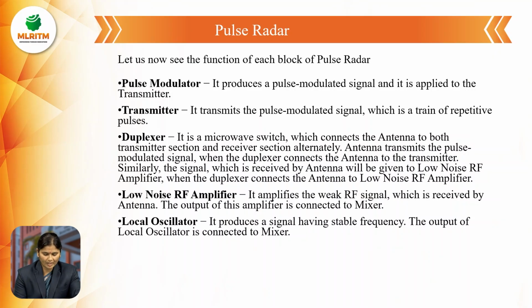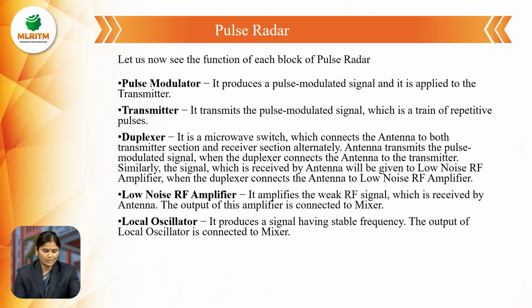So the antenna transmits the pulse modulated signal when the duplexer connects the antenna to the transmitter. Similarly, the signal which is received by the antenna will be given to the low noise RF amplifier. When the duplexer connects the antenna to the low noise RF amplifier, it amplifies the weak signal which is received from the duplexer. These signals are received from the target.